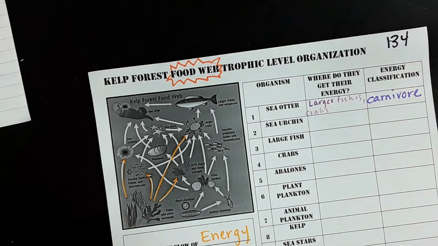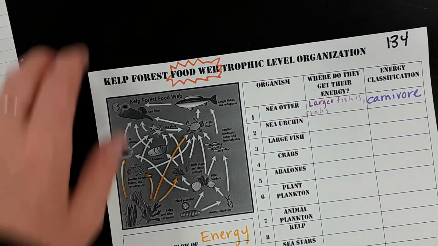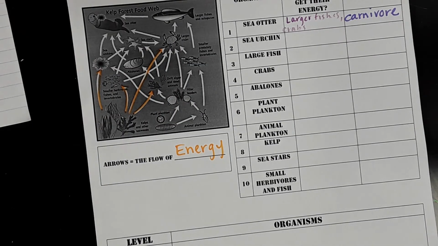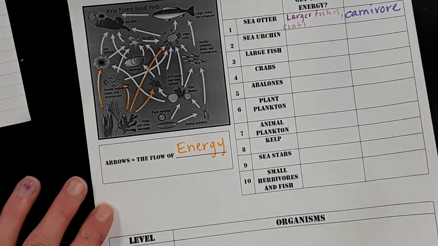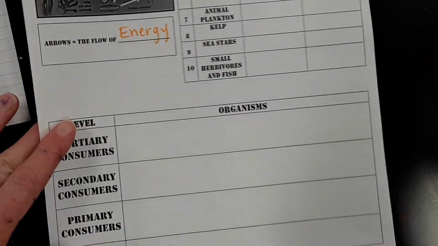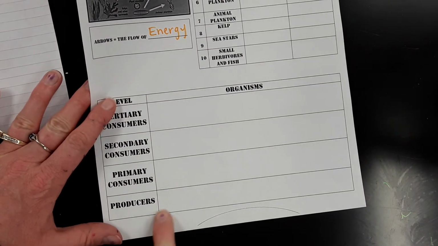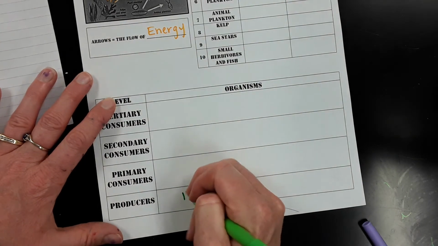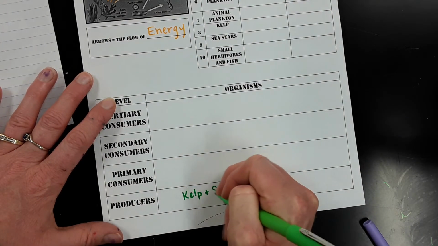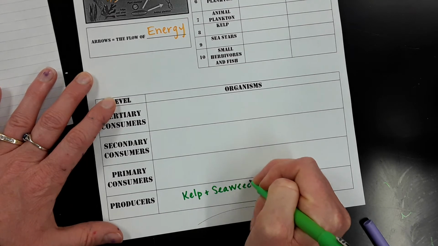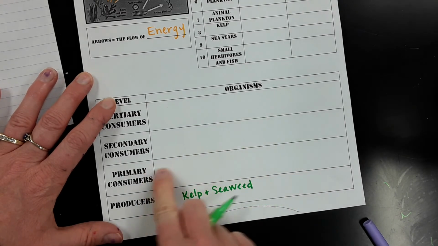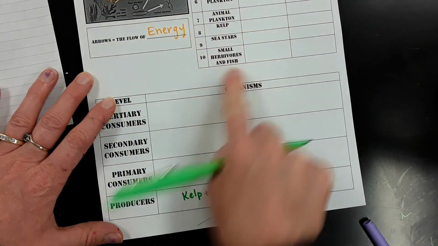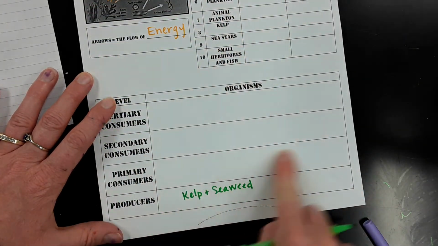Okay. Now what you want to do then, after you work through where they get their food from and their energy classification, you're going to figure out where they're going to go on our little distribution of organisms here. So you're going to put the producers at the bottom. So for example, the kelp and seaweed. And then who are the primary consumers? Like who is only eating the kelp and the seaweed? So you're going to divide these organisms right here across this distribution.